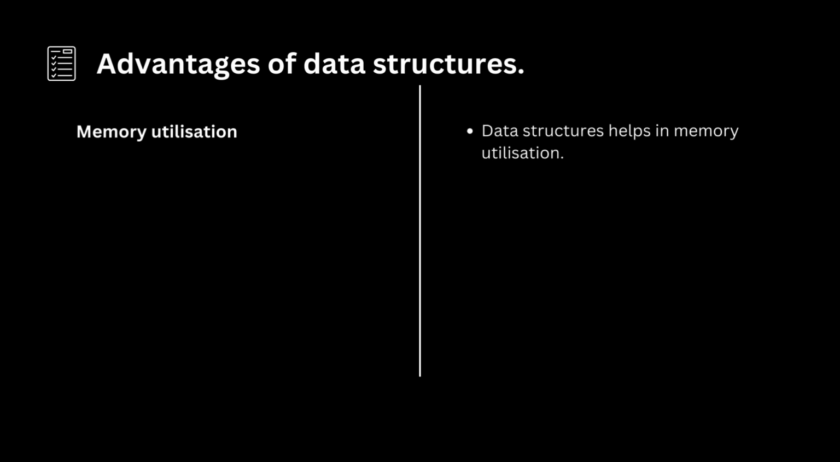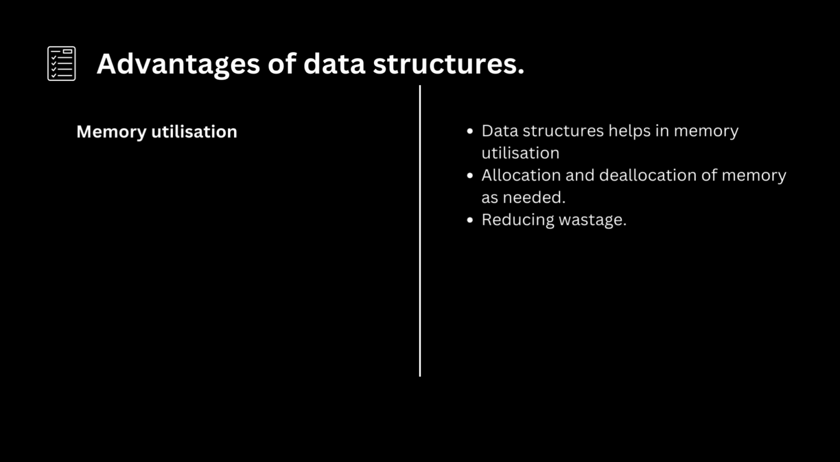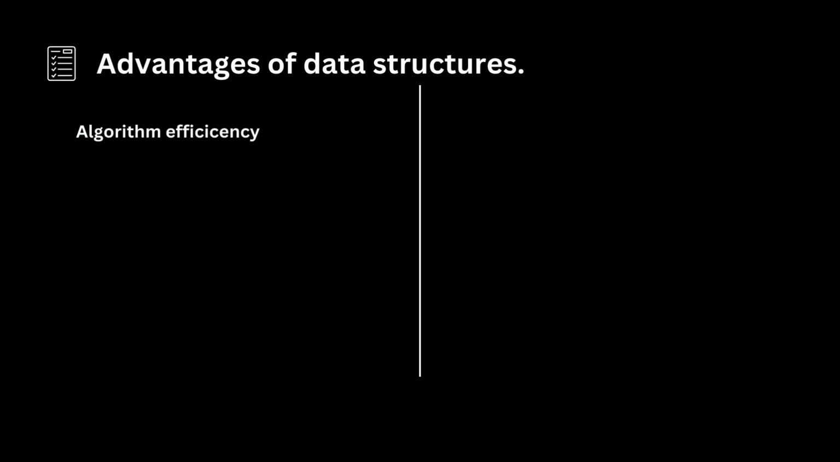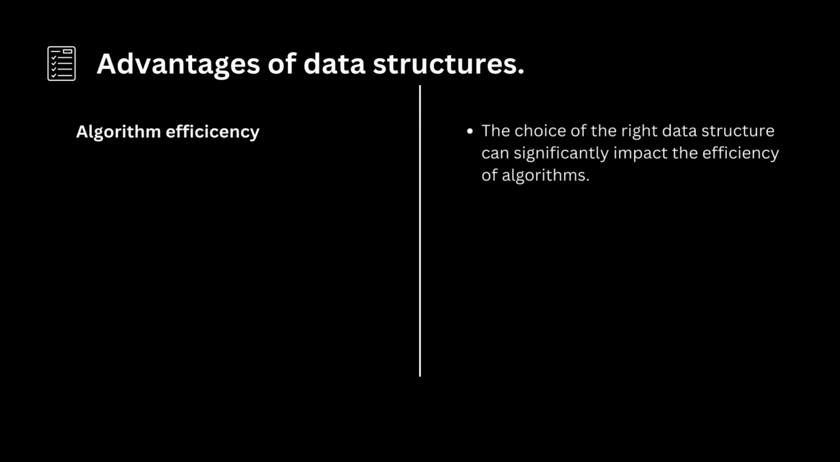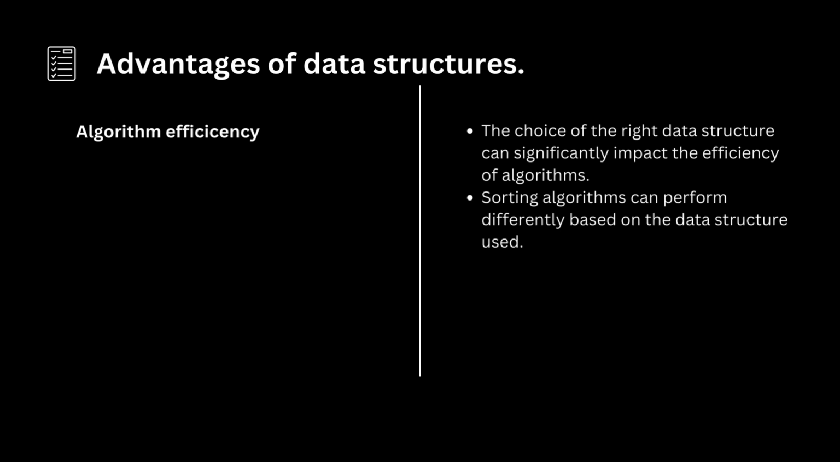Memory utilization. Data structures help in effective memory utilization. They allow for allocation and deallocation of memory as needed, reducing wastage. Algorithm efficiency. The choice of the right data structure can significantly impact the efficiency of algorithms. For instance, sorting algorithms can perform differently based on the data structure used.